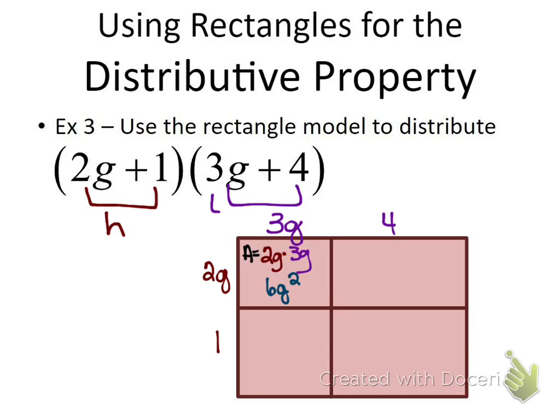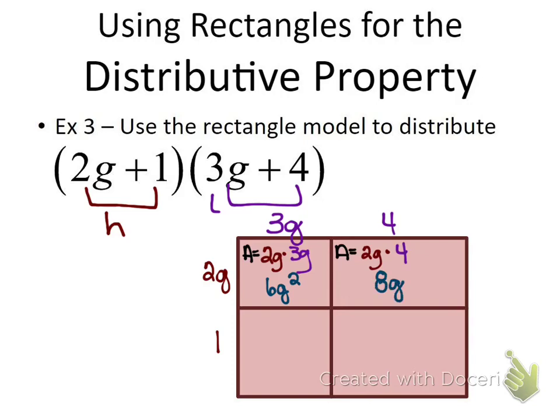Logan, which area do you want to find next? Top right, bottom left, bottom right. You can pick whichever one. Top right. Okay, so what's your height? So we're always going to do our height times length. So what's the height of this rectangle? Times the length, which is 4. And what does that equal? 8G.